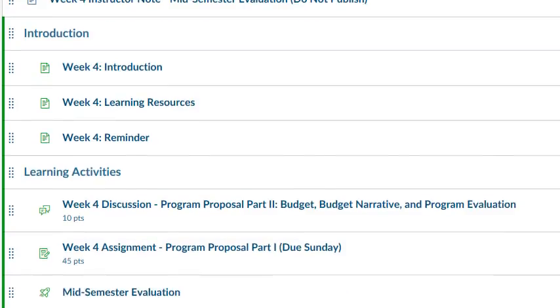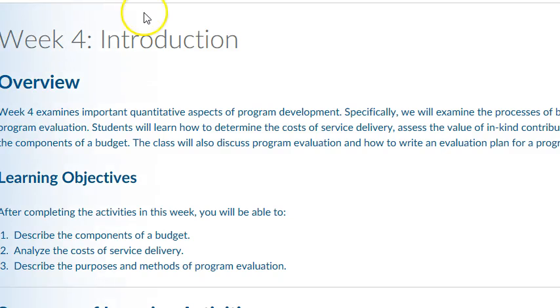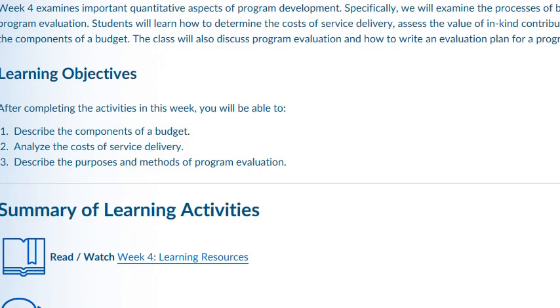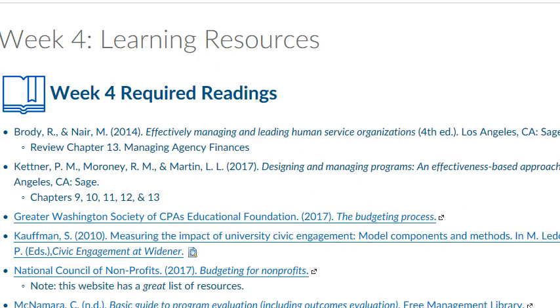So for week 4, let's go to our introduction so we can look at the learning objectives for the week. And they are to describe the components of a budget, to analyze the cost of service delivery, and to describe the purposes and methods of program evaluation. There are a lot of learning resources for this week and 2 learning activities.